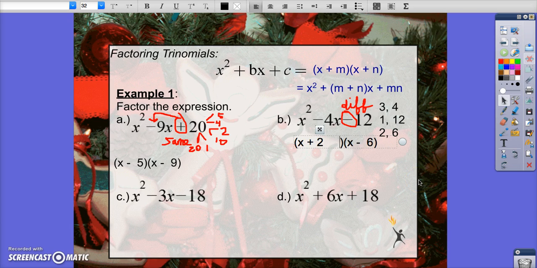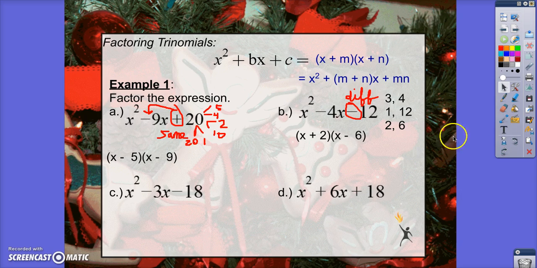And remember, if you get stuck, you could always try. Think to yourself, what do you do to take a factor back to a quadratic? You FOIL it. So you could use foiling to check your work. What I want you to do is pause the video and try the next two, see what you could come up with.